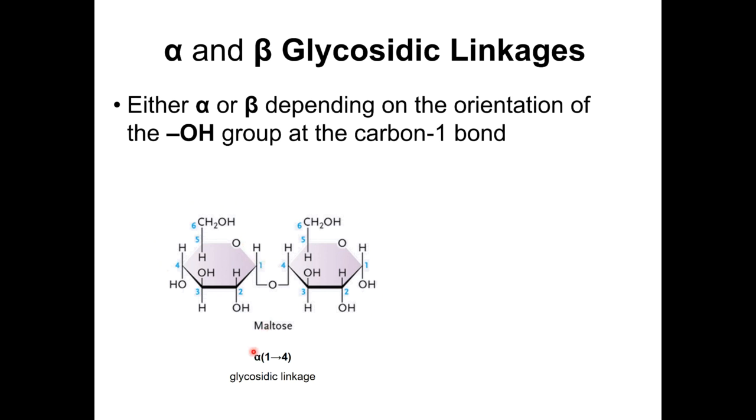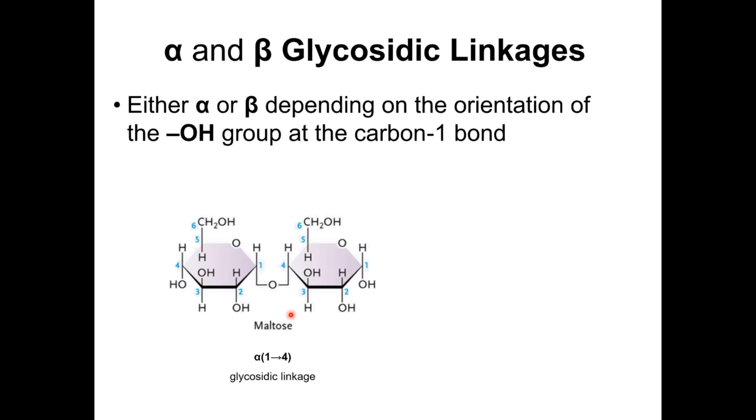So this bond is defined as an alpha. And now it's between the carbon 1 of the first glucose and the carbon 4 of the second one. So this is referred to as alpha 1,4. Here you can put a comma if you want instead of an arrow. So alpha 1,4 type of bond.